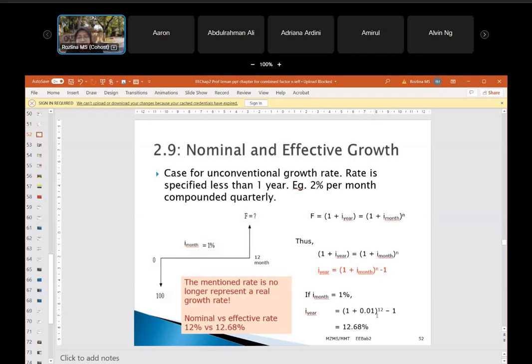But the effective is compounded 12 times in a year, 12 times. In this case, 1 year. So 12 times, minus 1. So that means the i effective for the growth rate is 12.68%.